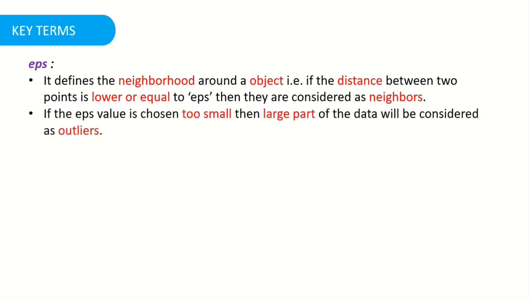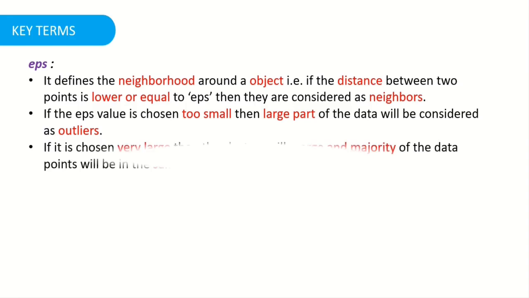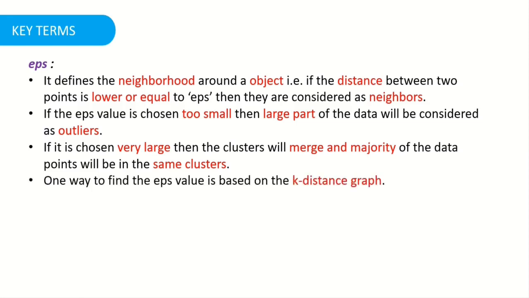If the epsilon value is chosen too small, then a large part of the data will be considered as outliers. And on the other hand, if it is chosen very large, then the clusters will merge and the majority of the data points will be in the same cluster. So, one of the best ways to find the epsilon value is based on the k-distance graph.